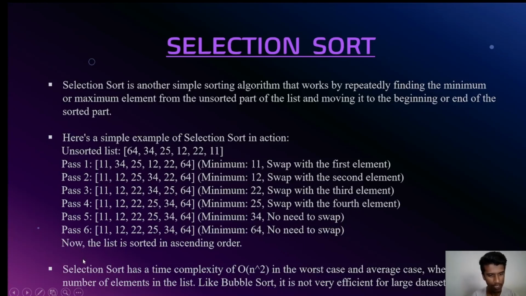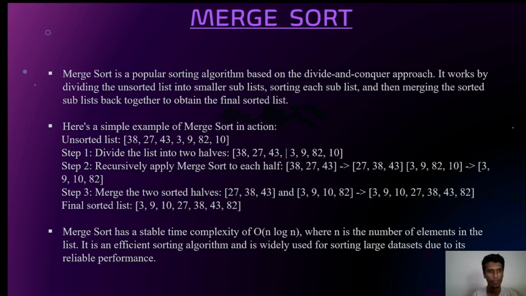Selection sort has a time complexity of O(n^2) in the worst case and average case, where n is the number of elements in the list. Selection sort's worst case complexity is the same as bubble sort. Like bubble sort, it is not very efficient for larger databases. Same as bubble sort, it is not used for any larger data transformation or storing.